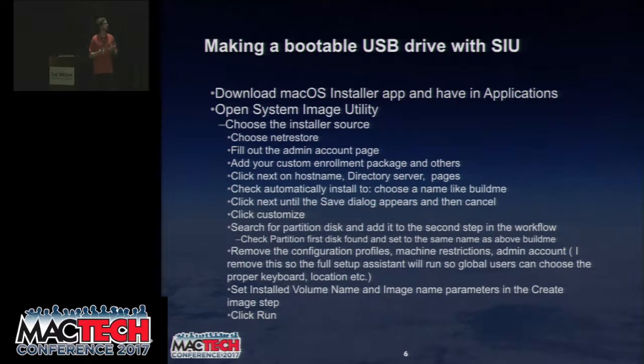So, making a bootable USB drive with SIU. Lots of words on there. Greg showed the pictures for it. You step through. He said, don't choose the check automatically install box. I do that. When I get to the point where I'm ready to save it, I hit customize. I go in and add in partition disk as a step, which only sort of works at this point.